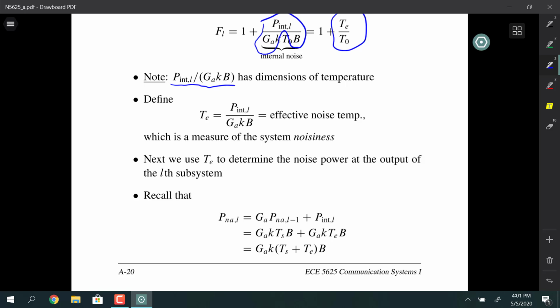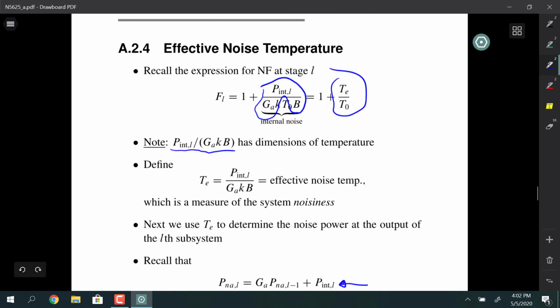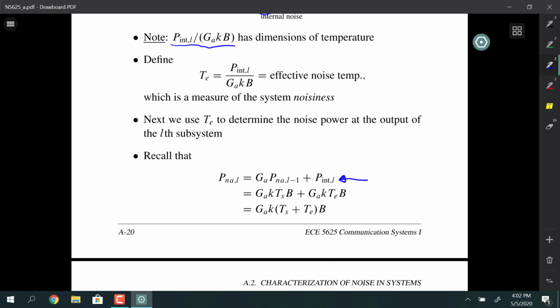So we can go back and use that definition and establish through that definition what the noise power available at the output of the L system is. It starts with this part of the calculation. It's the gain of the subsystem times the input noise power available plus the internal noise. Then if we write what that internal noise is, we can write that from our expression up above, K times T effective times B, and then the real important thing is what you get right here.